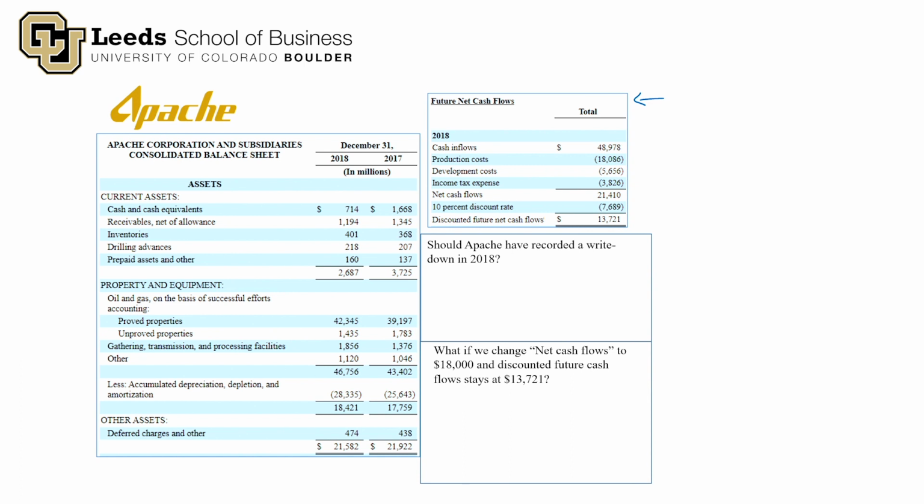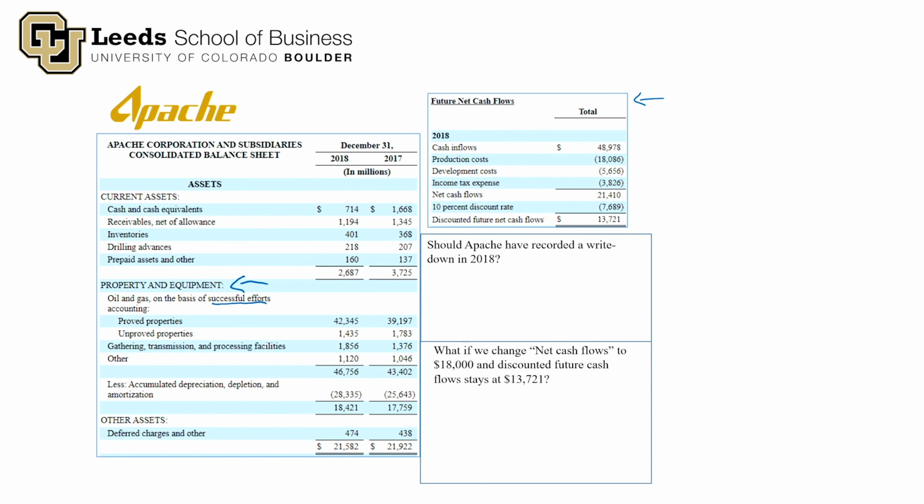So here's their property and equipment section of their balance sheet. And here they have oil and gas on the basis of successful efforts accounting. So there's two types of accounting in the oil and gas industry for PP&E. There's successful efforts and full cost. And you don't need to worry too much about those two different types. Successful efforts, you account for these properties the same way any other company accounts for their PP&E. They've got certain proved properties that they've capitalized and unproved properties.